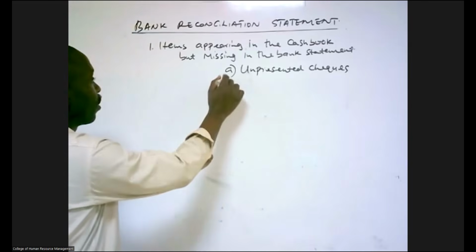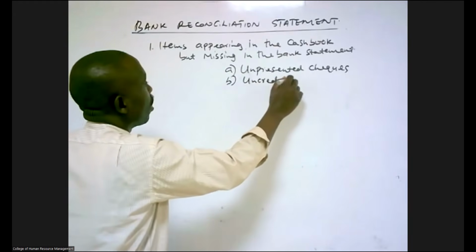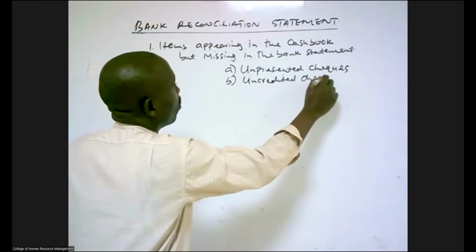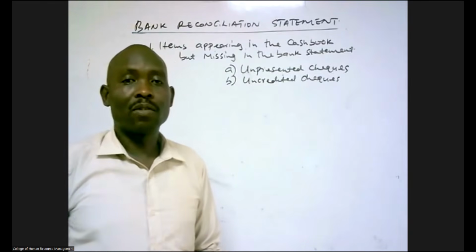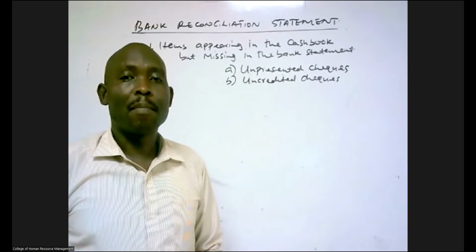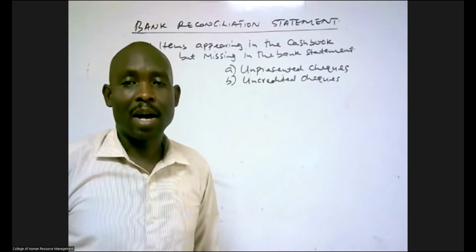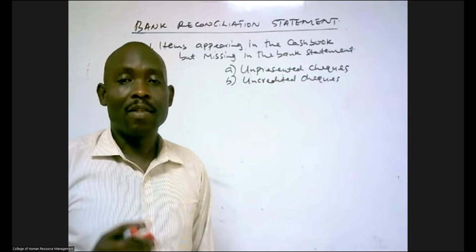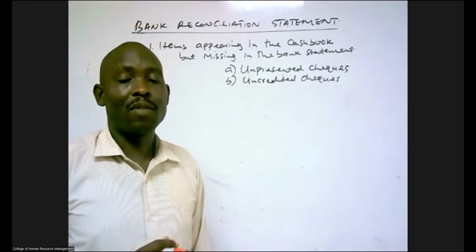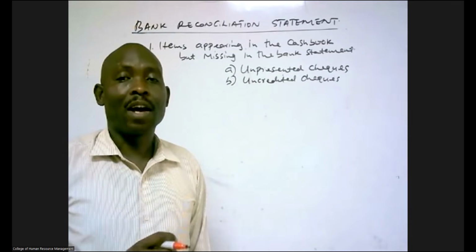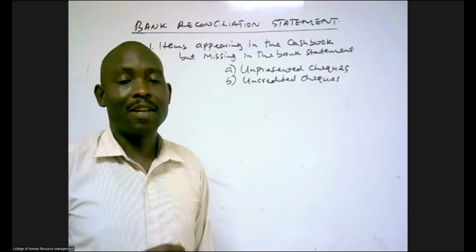Number B, we have the uncredited checks. These are checks that we received from our customers. We deposited them to the bank, but they have not been cleared by the bank for the money to appear in our bank account. So in the real sense, they have been received in the cash book, so they are on the debit side of the cash book, but they are not credited in the bank. That's why they are known as the uncredited checks.